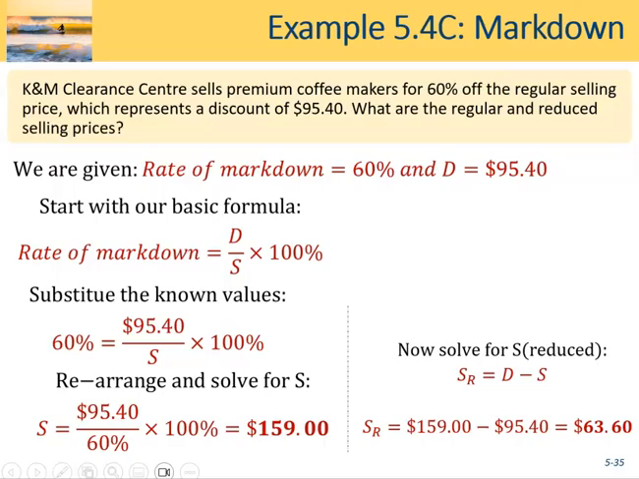Okay, so now what are the regular and the reduced selling prices? So we know what the regular selling price is, the $159. If we deduct the discount from the $159, then that's going to give us the reduced selling price of $63.60.